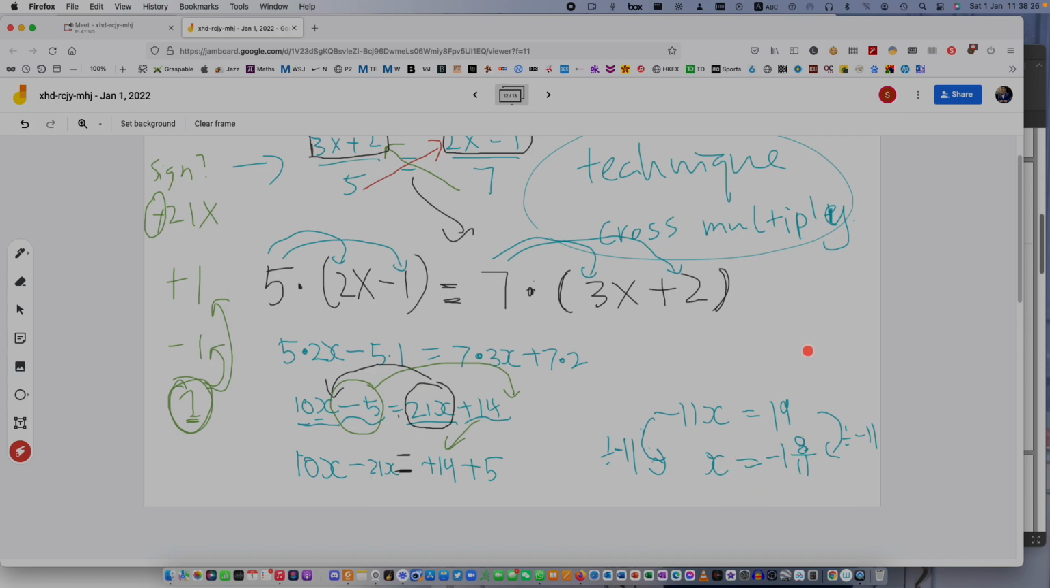Very good. Okay? So this is the technique called cross multiply. Alright? So once you use the cross multiply, can you see when it comes to this step, you move things over. So when you move things over, the sign has to be changed. Can you repeat? Position plus the sign must be changed. When?